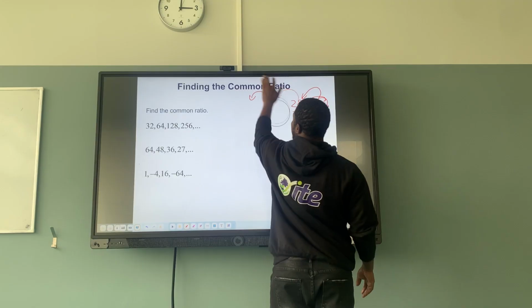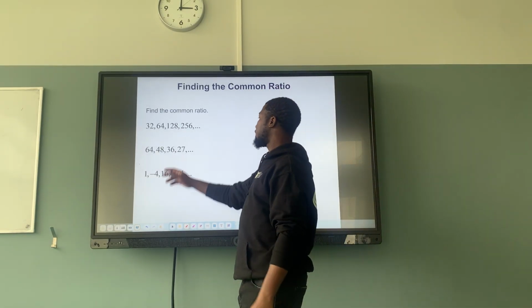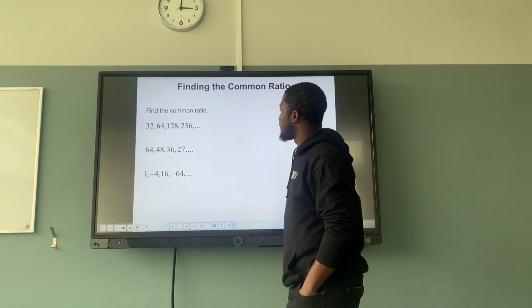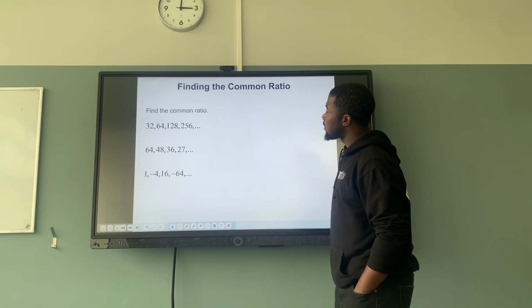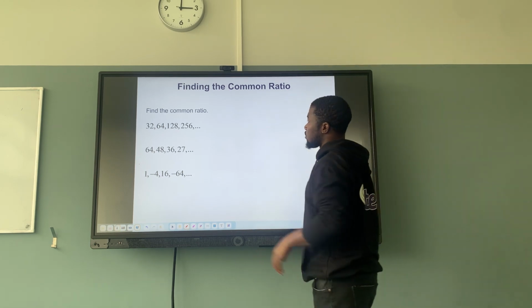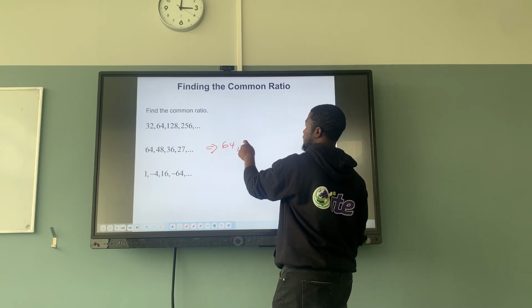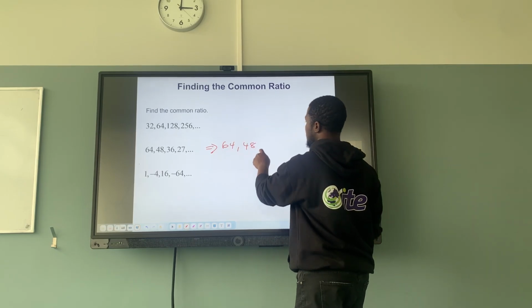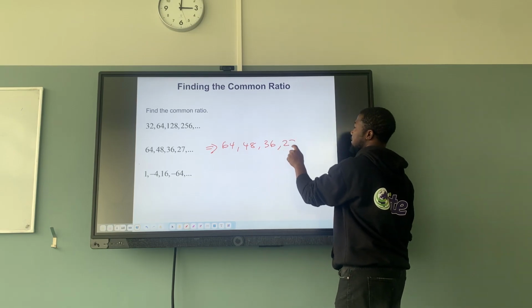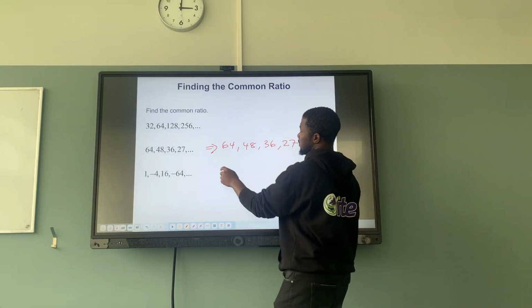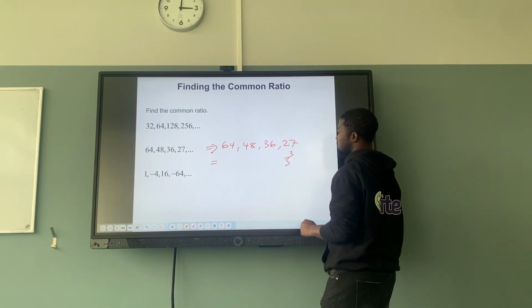Find the common ratios of the next 2 sequences. 64, 48, 36, 27. So 64, 48, 36, 27.